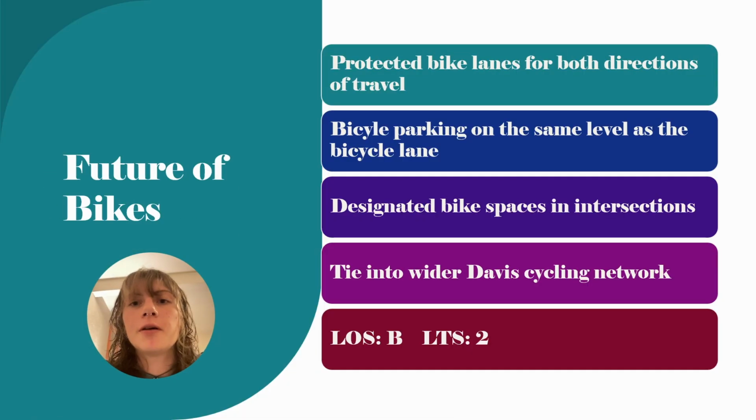As mentioned earlier, cyclists are currently the least accommodated for in our corridor. We want to introduce protected bike lanes for both directions of travel to protect cyclists from collisions with both cars and pedestrians. Installing bike parking immediately next to the bike lane on the same level of the street ensures that bicyclists do not have to impede on pedestrian space. By improving safe biking infrastructure, East Street can then tie into the wider Davis cycling network.